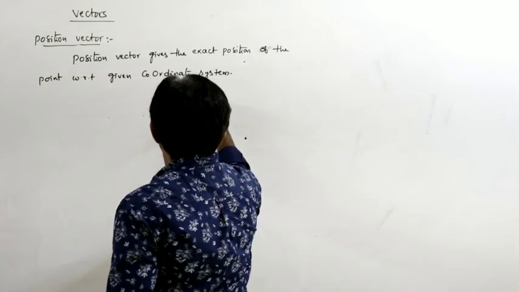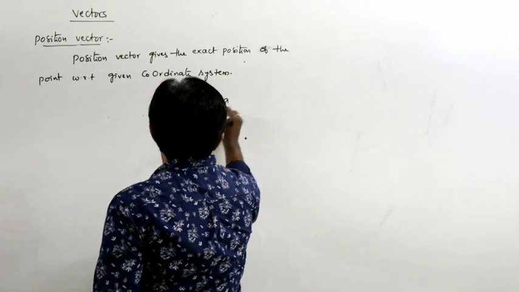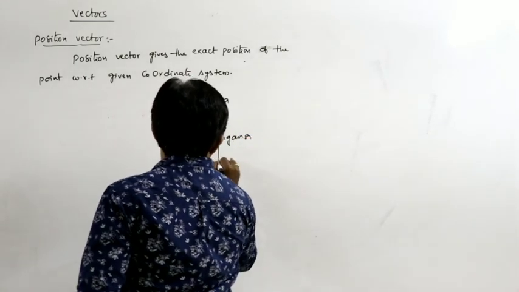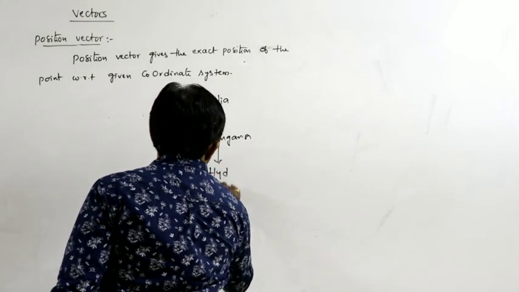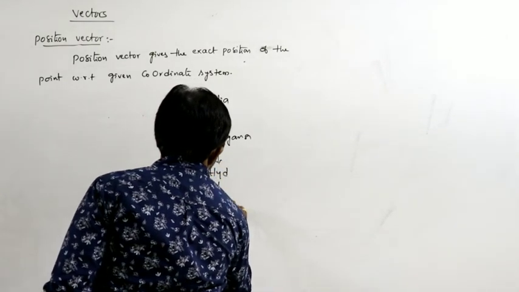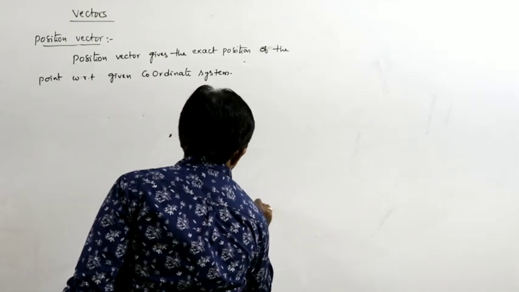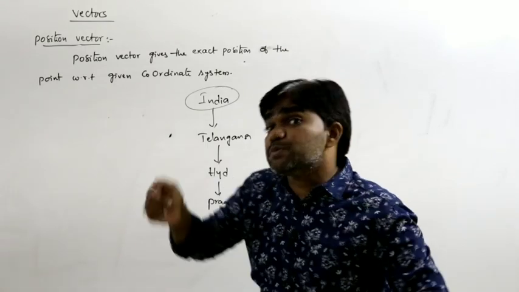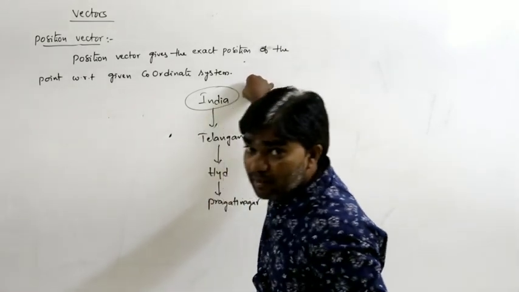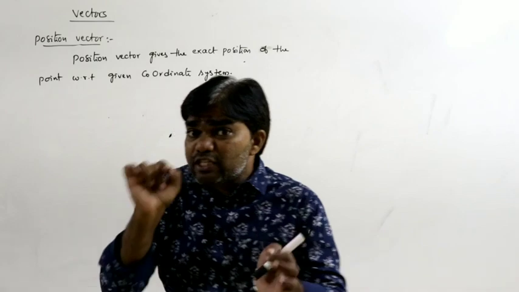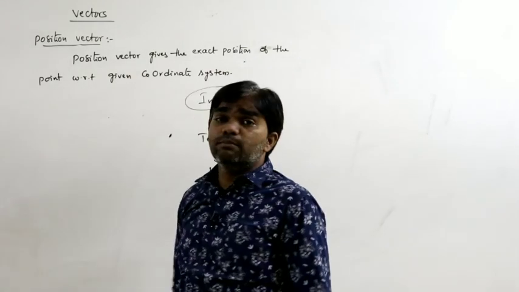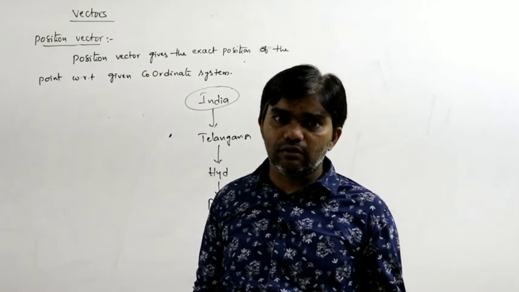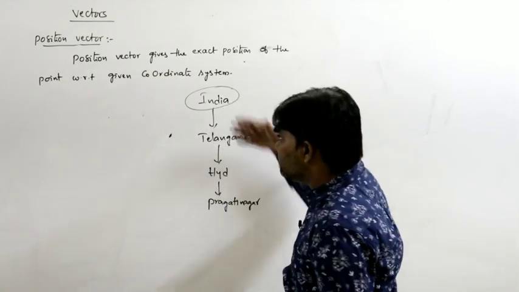So first the India map, next Telangana state, in that Hyderabad city, Pragati Nagar. So with respect to what are we locating this Pragati Nagar? With respect to the India map. This is important. That reference point is important to find the position vector. Without that reference point, there is no meaning to that position vector. So what is the position of Pragati Nagar with respect to India?